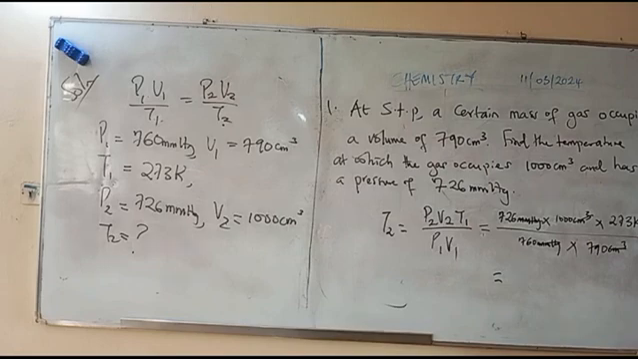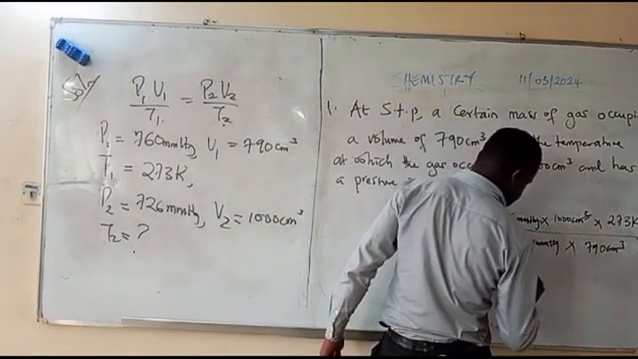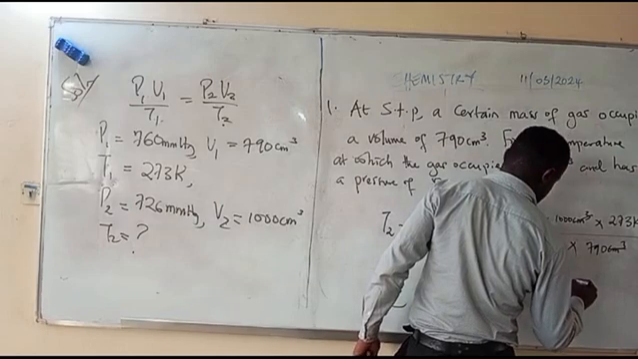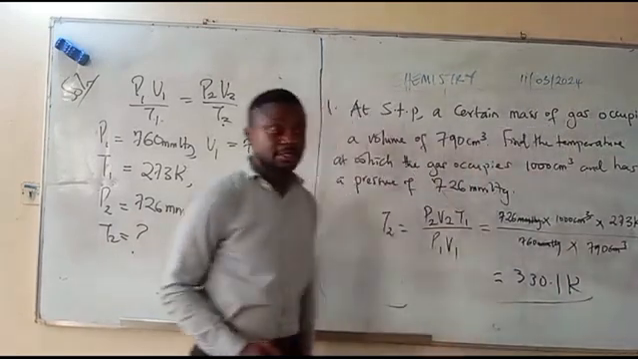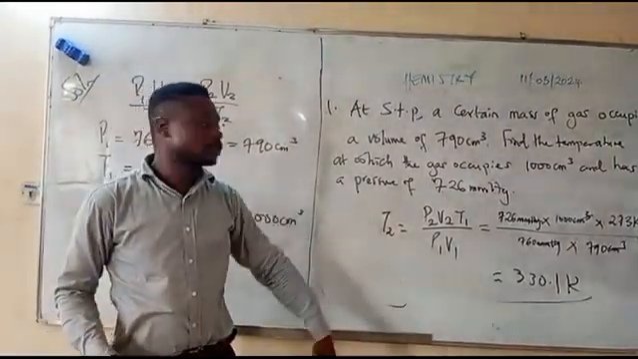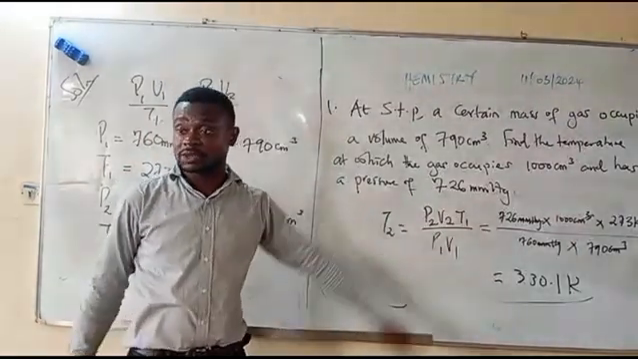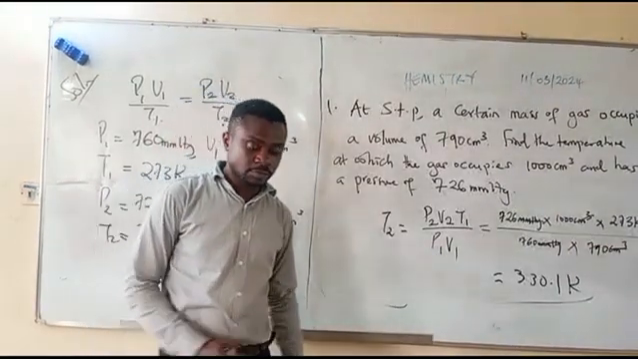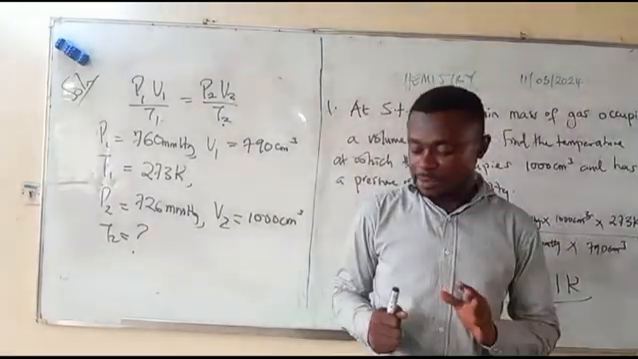What's the answer? 330 point what? Good, that's the answer. 330.1 Kelvin. It's okay, that's the answer. This is not difficult, it's very, very simple. Now let's look at another question.